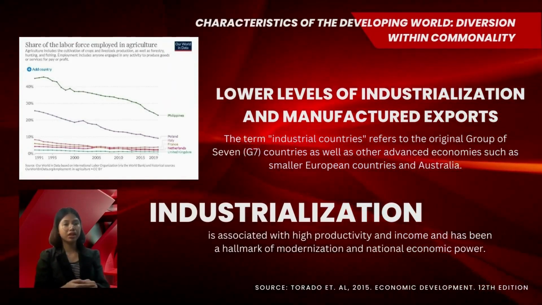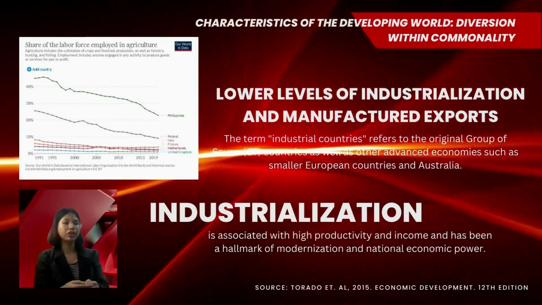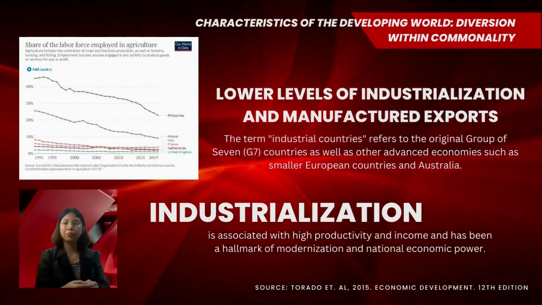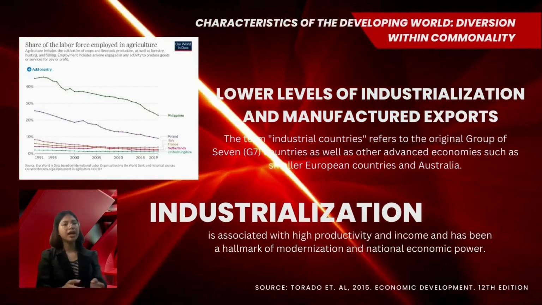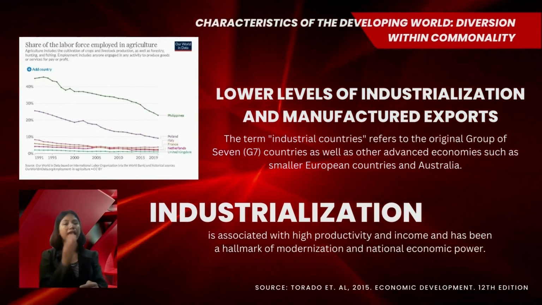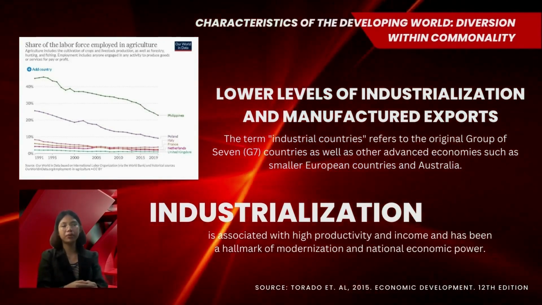The term industrial countries refers to the original Group of Seven or G7 countries, as well as other advanced economies such as smaller European countries and Australia. Industrialization is associated with high productivity and income and has been a hallmark of modernization and national economic power.